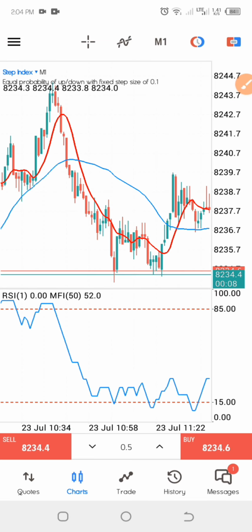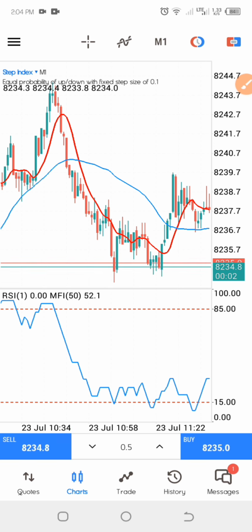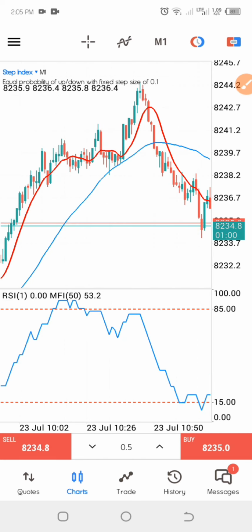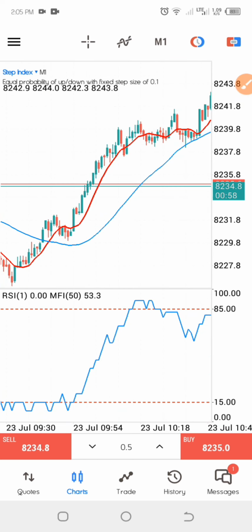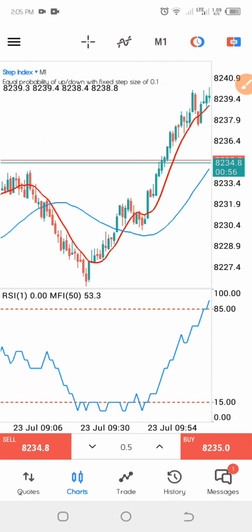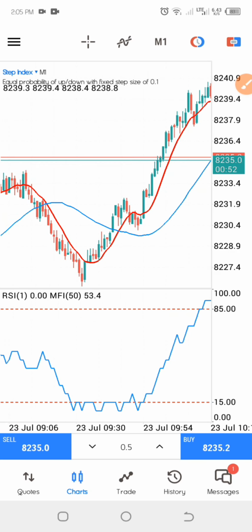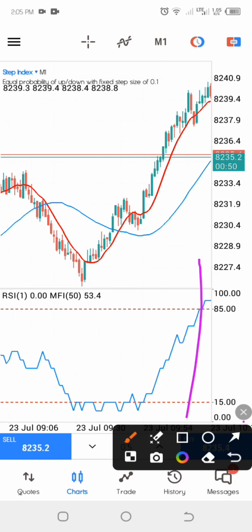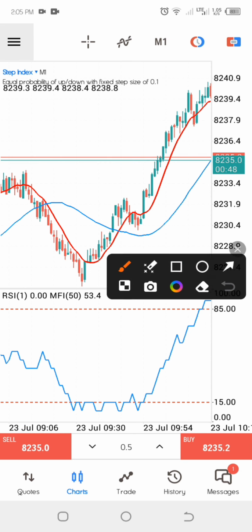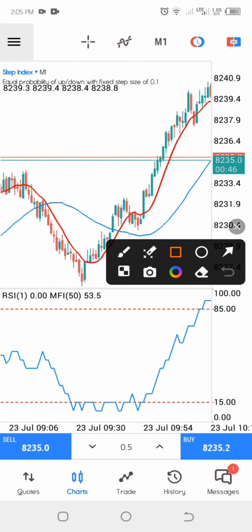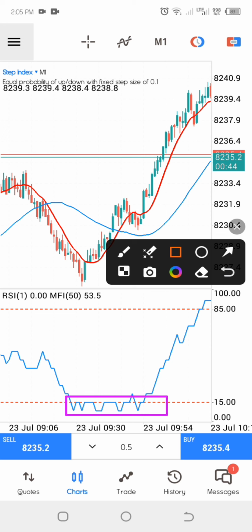Now let's talk about how you can make use of the strategy. Okay, so this is the most exciting part, and this is the part where you want to stay tuned and make sure you pay attention. Now how do you take a trade with this strategy? Firstly, when you want to take a trade with this strategy, the first thing you want to do is wait for the money flow index to come straight to the 15 level of the RSI.